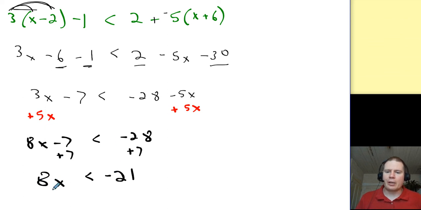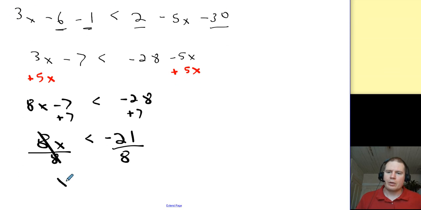Now I'm going to cancel the 8, so I divide both sides by 8. I get x is less than, 21 is 3 times 7, 8 is 2 times 2 times 2, nothing cancels here. Negative 21 eighths. And so I can graph that.